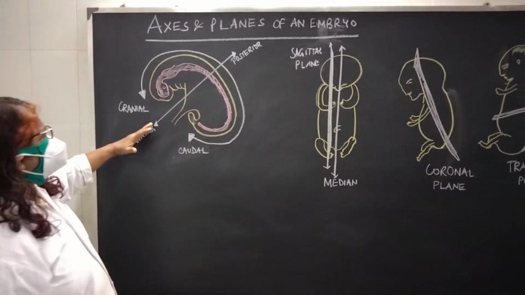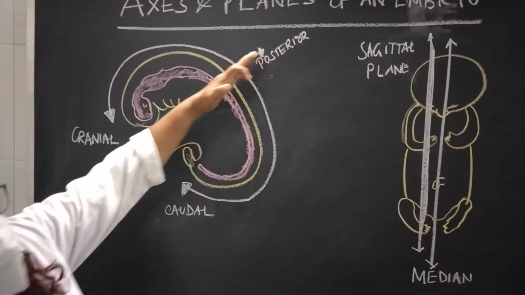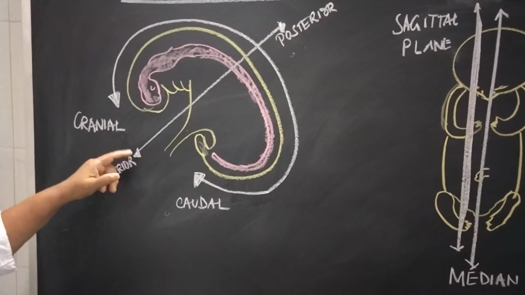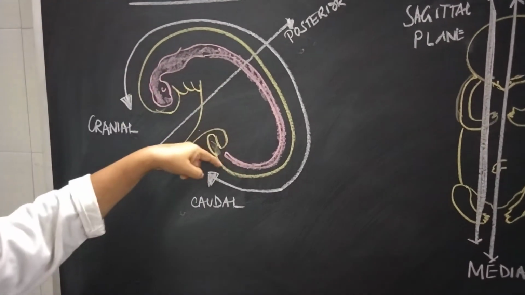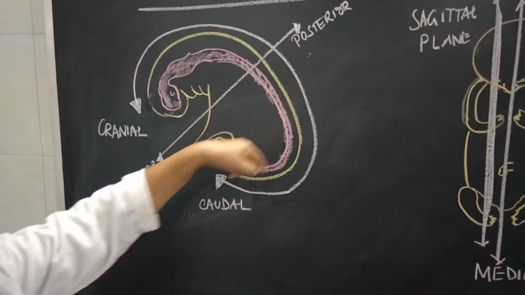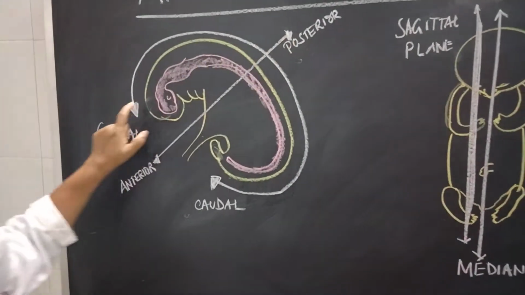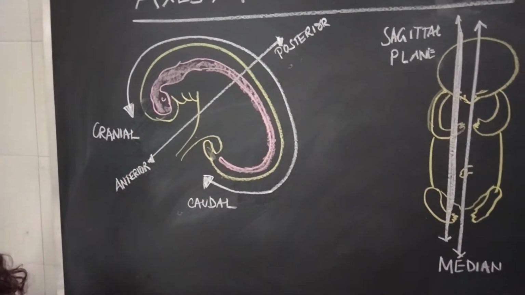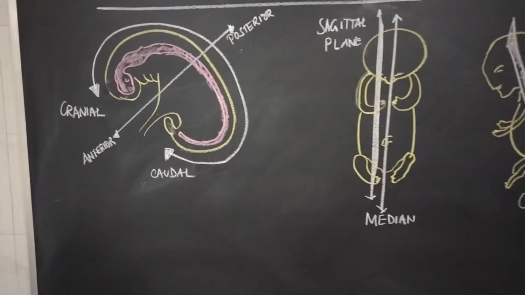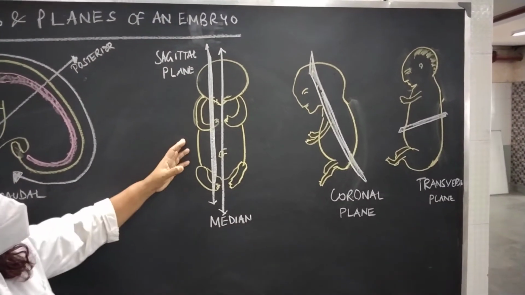What are the axes? This is the anterior-posterior axis. So this axis is called the anterior-posterior axis of the baby, and the cranial and caudal axis, that is from the head end to the foot end, is called the cranial-caudal axis. So these are the axes of the baby, the anterior-posterior axis and the cranial-caudal axis, because the baby within the womb takes the shape of a C-shaped pattern. Now there are different planes which will come in respect to the baby.